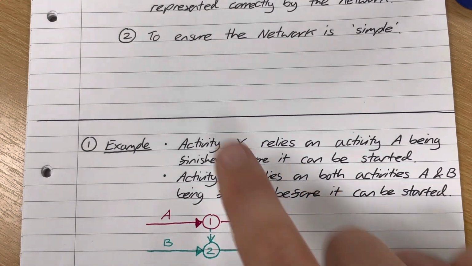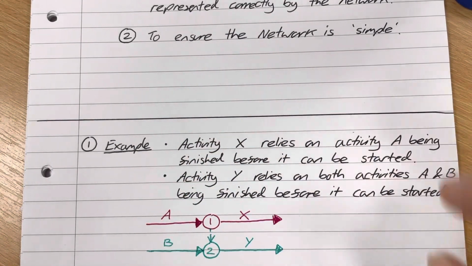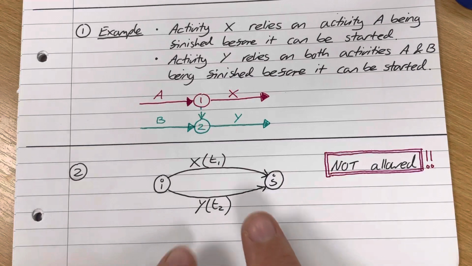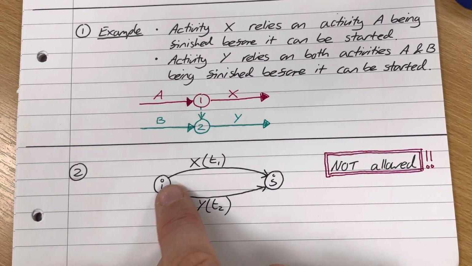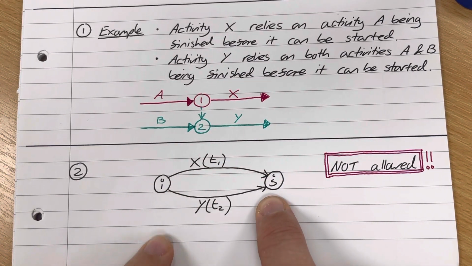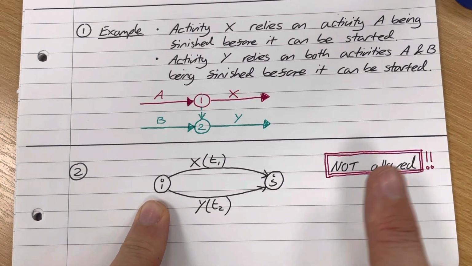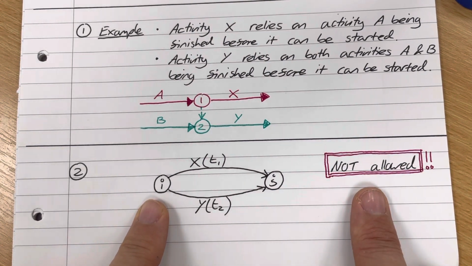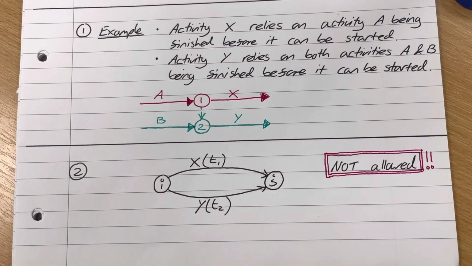The second reason for a dummy arc is to ensure that the network is simple. That essentially means that I cannot have a situation like this. I cannot have 2 activities between the same pair of nodes. That is not allowed in a CPA network. Each arc has to be between a unique pair of nodes.